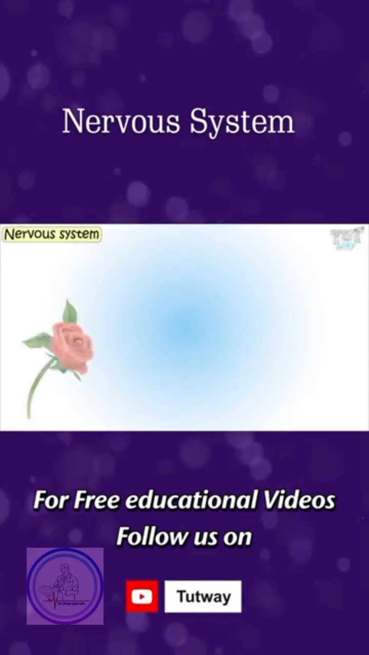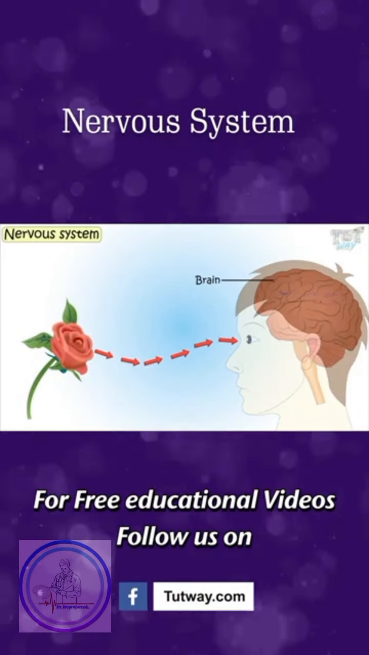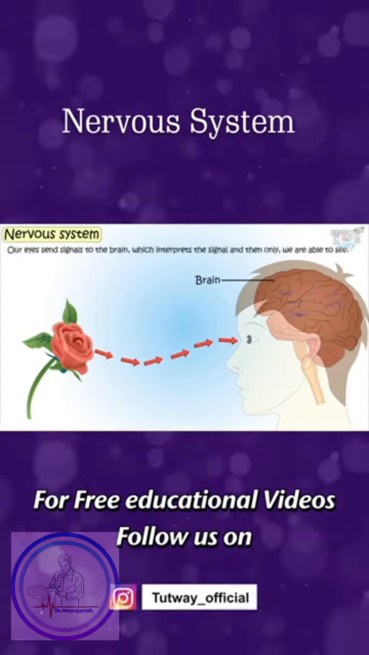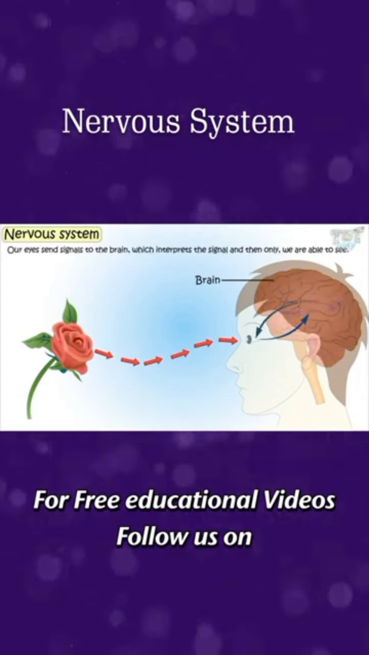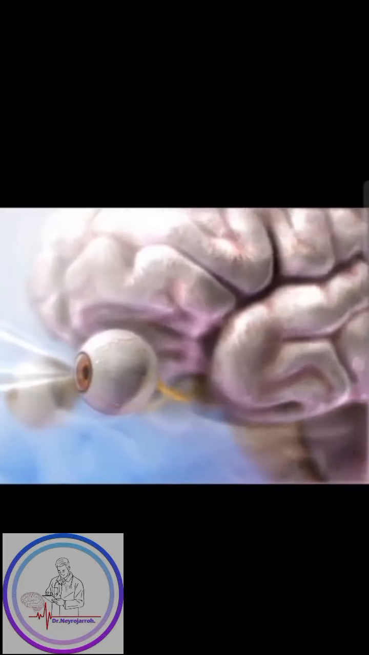We think that we see with our eyes, but it's actually the brain behind everything that we see. Our eyes send signals to the brain, which interprets the signal, and then only we are able to see. The process of seeing begins when light waves enter the front of the eye. Brightness and distinct colors are first interpreted by structures in the back of the eye, and then sent as stimulus signals that the brain interprets as vision.